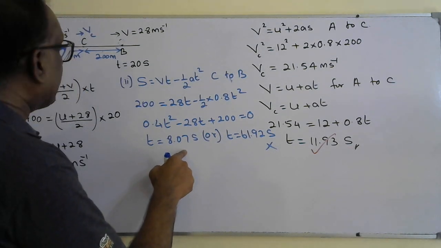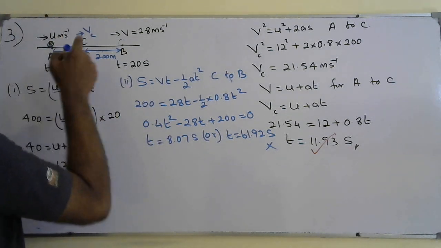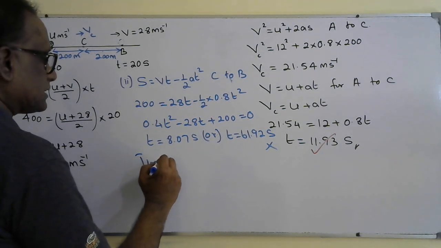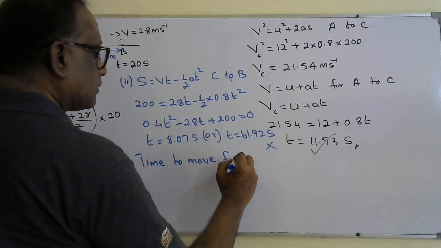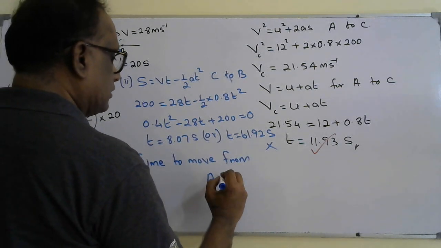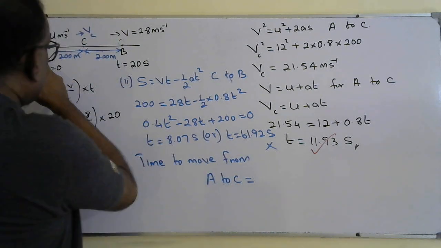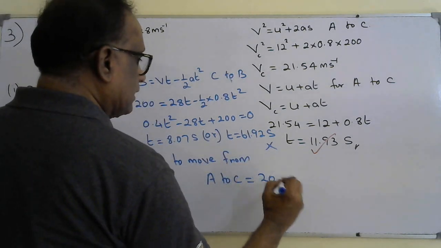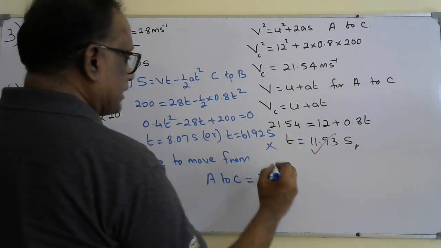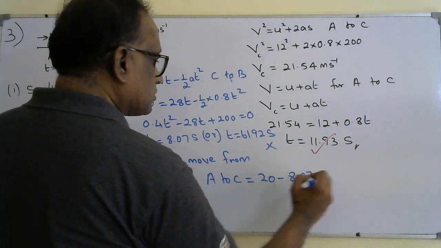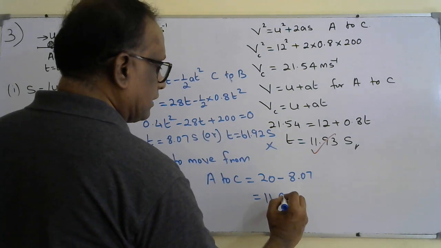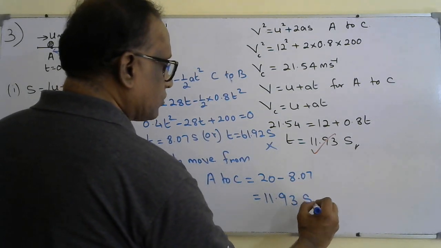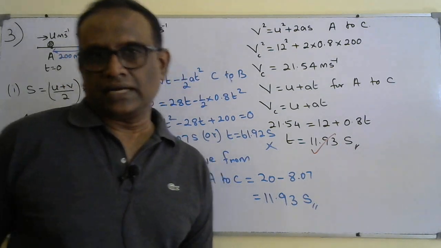The question is the time taken to move from A to C. So time to move from A to C: total time we know is 20 seconds, C to B is 8.07, so subtract it, you will get exactly the same time, 11.93 seconds. So anyway, either way you can find the answer.